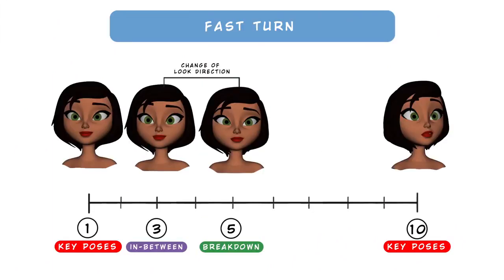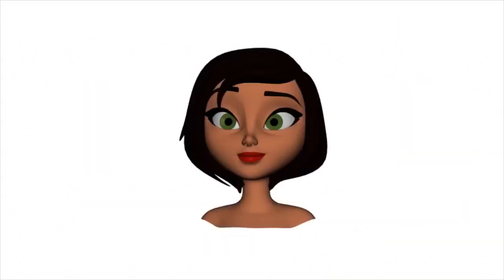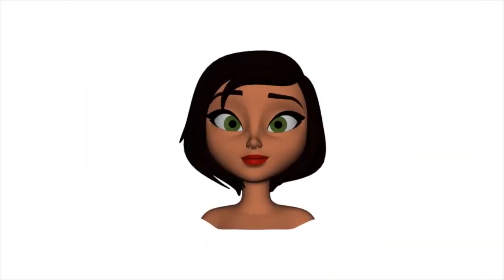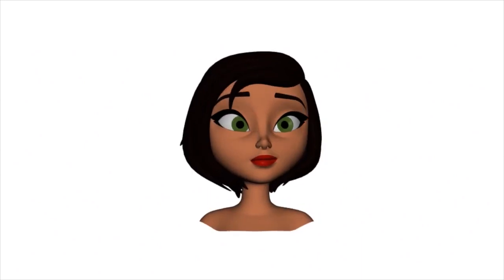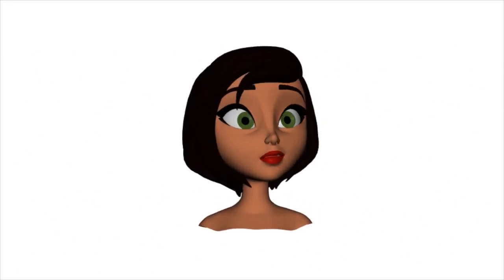Between frame 3 and frame 5, we have the change of the look direction. The look moves from left to right, and we shouldn't use more than 2 frames for this movement. Otherwise, we will have a floating look result. At frame 3, we still have the same look position of frame 1, but at frame 5, we already have the same look position of the last pose.